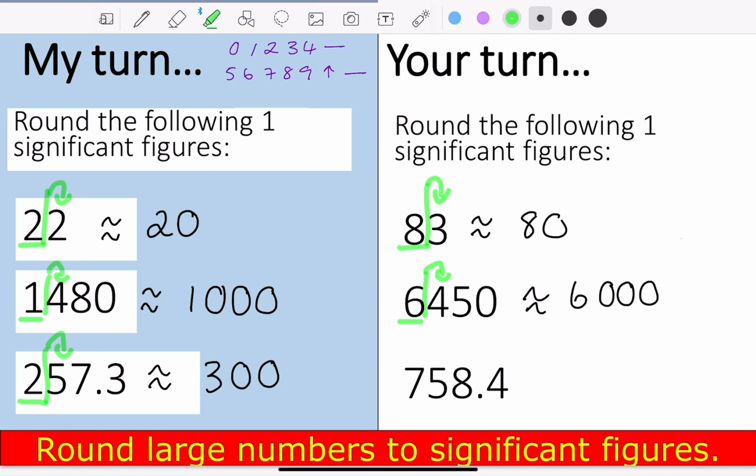758.4. My highest place value is my 100. I look at its neighbour. Its neighbour is 5. 5 is going to round us up. So I push my 7 up 1 to an 8 and replace everything else with zeros. Again, you could put 800.0, that would still be correct, but there's no need to. We know it's the same as just 800. Use this example to have a go at the next set of questions.